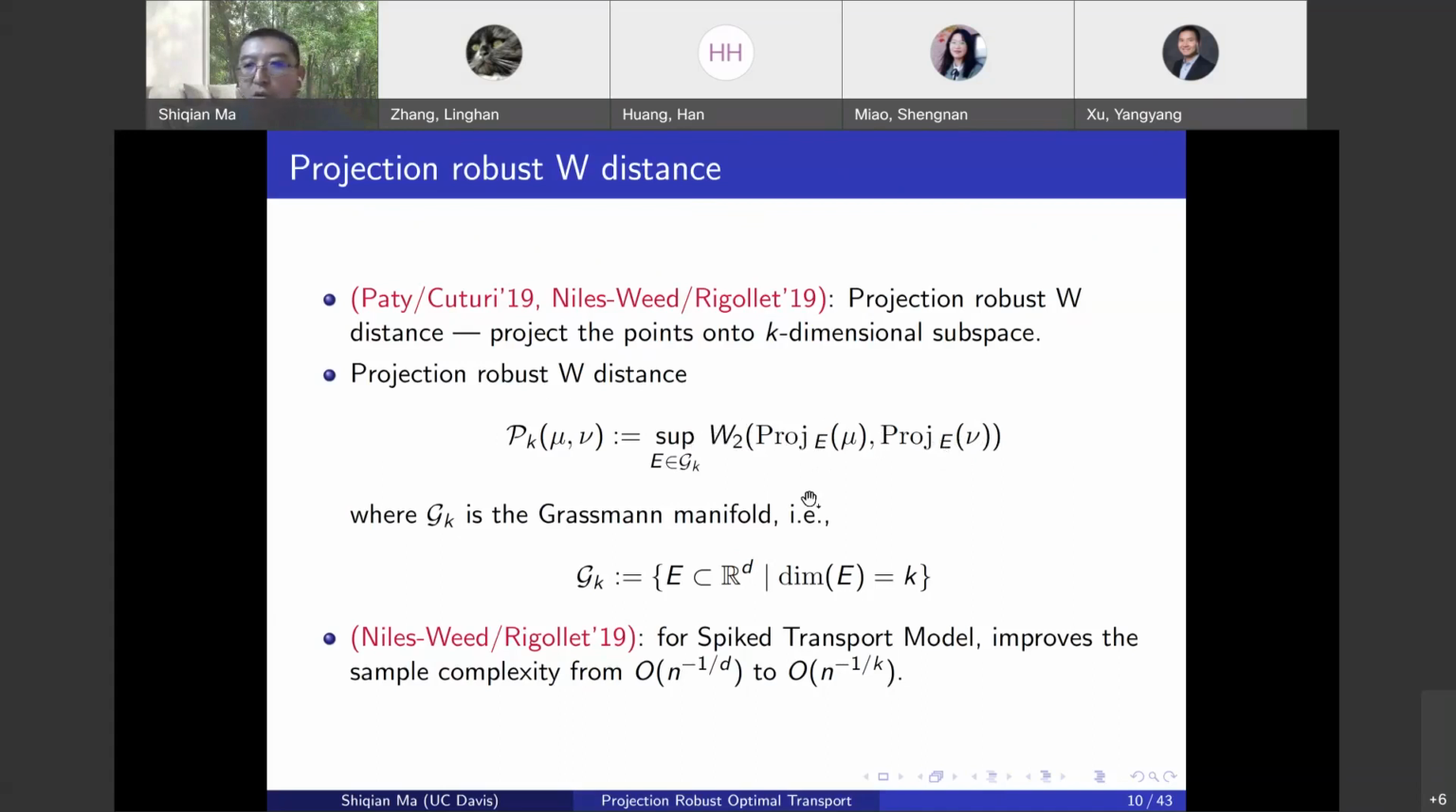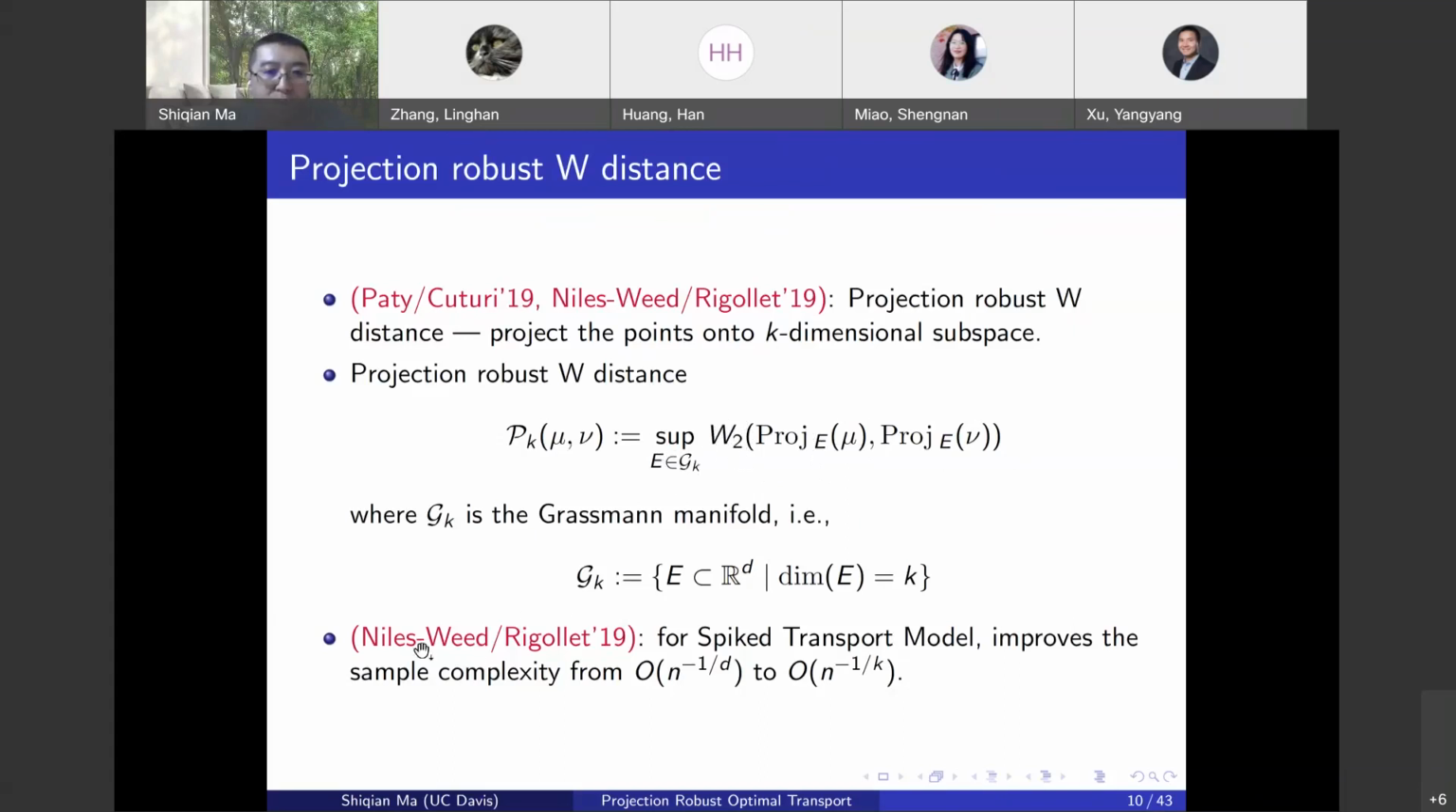Of course, in practice we don't know what is the best E to project the data onto, so we now consider a worst case scenario. We want to find the subspace E such that the Wasserstein distance between the projected data is maximized.